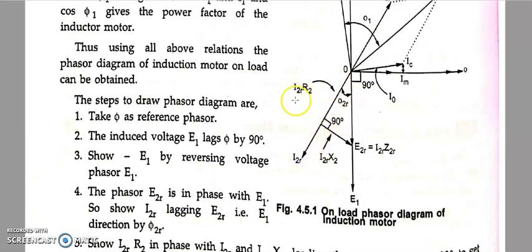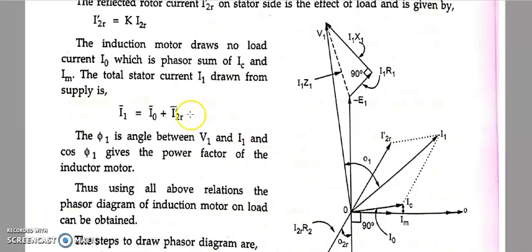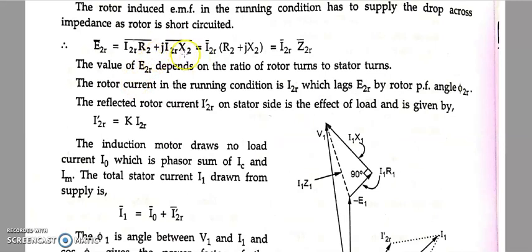Why? Because this I2R into R2 is basically current into resistance, which means it's a voltage drop. So the voltage drop as well as the current lie in the same phase, because it is occurring in the resistance part. There is no phasor difference between voltage and current in the resistance. Both will overlap on each other.